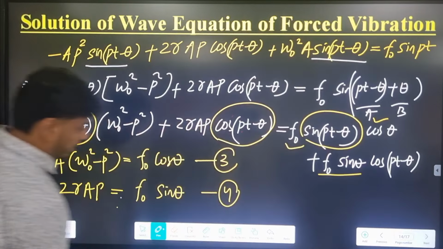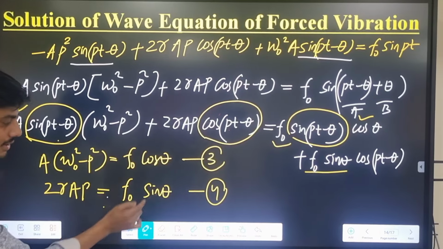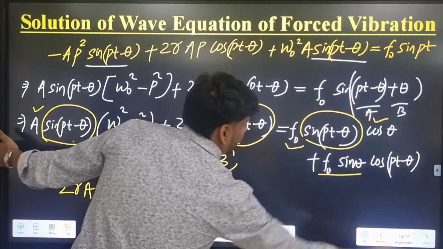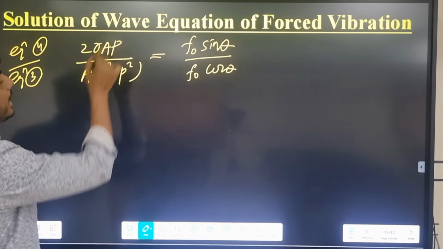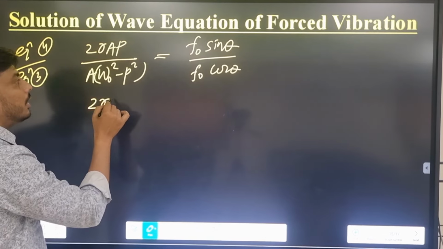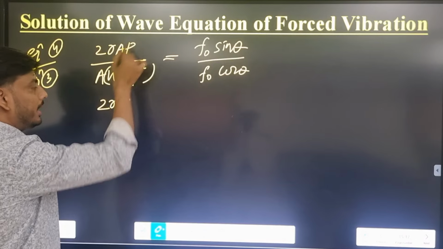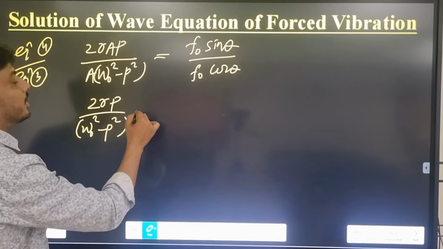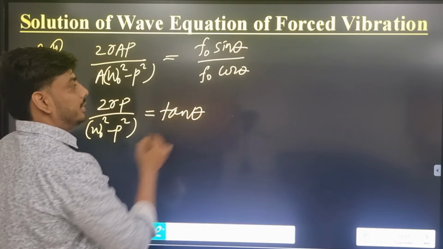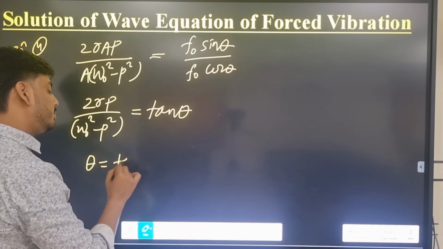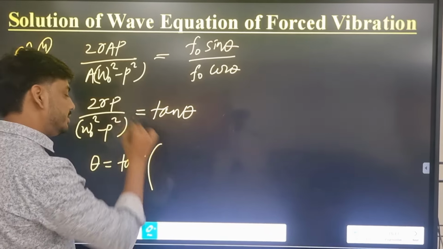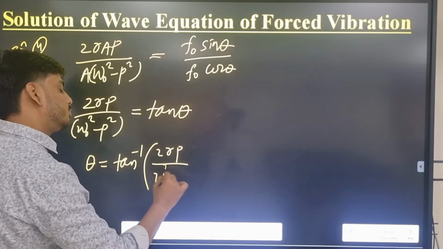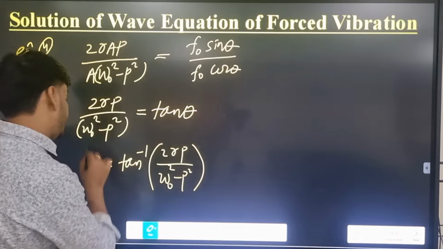Again you can see here equation number 4 by equation 3, f naught sine theta by f naught cos theta, 2RAP divided by this term. Here we can cancel a, so 2RP divided by omega naught square minus p square equals tan theta. So theta is nothing but tan inverse of 2rp divided by omega naught square minus p square.